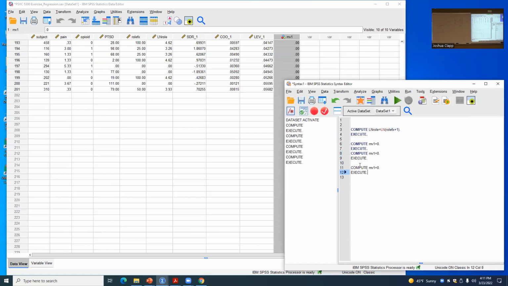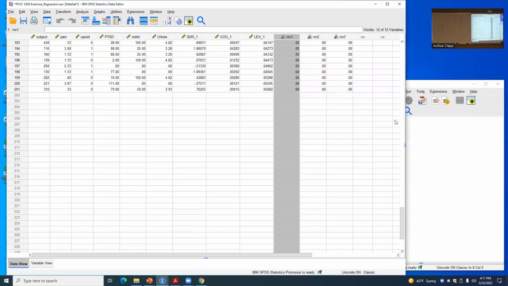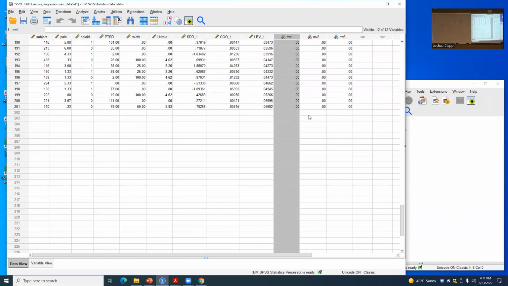I'm going to do it again. I'm going to create variables called MV2 and MV, oops, not 4, MV3. Okay. Run those. So what I've got now is just 3 variables that are all just a column of zeros.